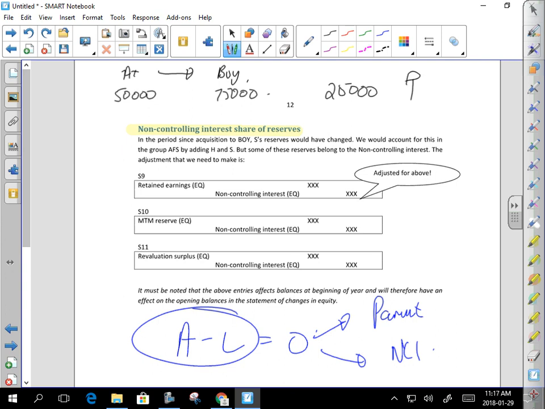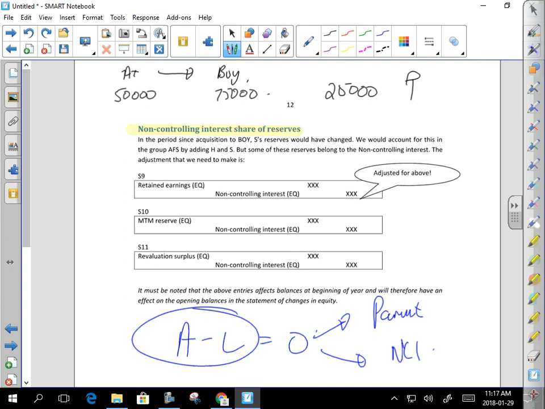Go back to your basic consolidation procedure, which is H plus S, not so. You tell me, where's that increase in retained earnings? I'll tell you, it's in retained earnings. It's in the group's retained earnings. And is it all ours? No. What are you going to do?